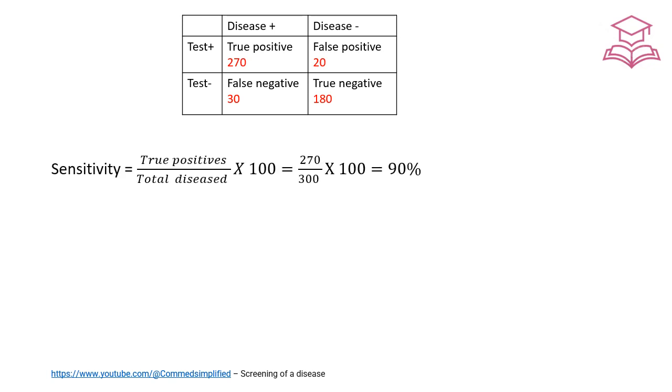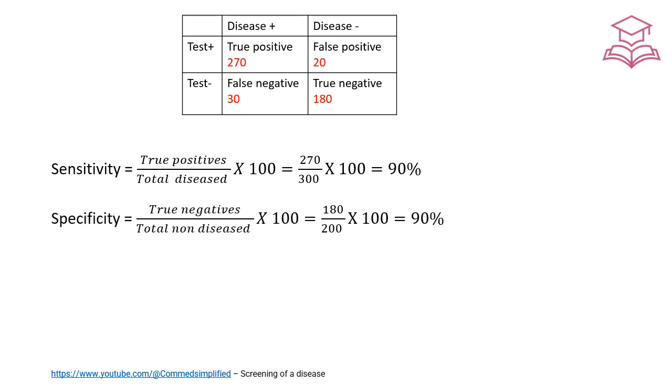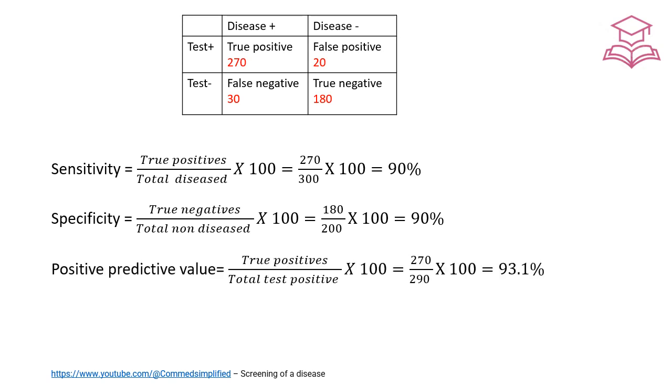Sensitivity is equal to true positive by total diseased into 100. This is equal to 270 by 300 into 100, 90%. Specificity is equal to true negatives by total non-diseased into 100, which is 180 by 200. 180 by 200 into 100 is equal to 90%.